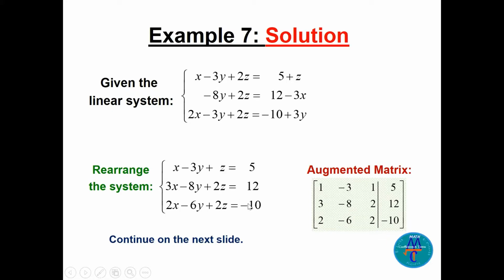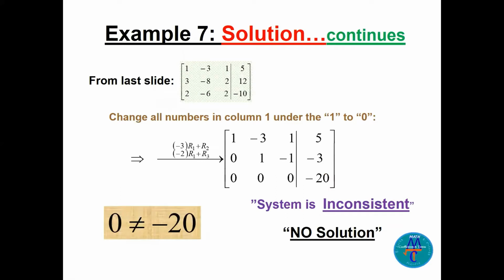This one is already 1, so I have to change the 3 into 0. I have to change this 2 into 0. So I take row 1 and multiply it by minus 3, because this is a 3 there, so the opposite will be minus 3. Multiply by row 1 plus row 2, it will be 0, 1, minus 1, minus 3. Because minus 3 times minus 3 is 9, minus 8 is 1, minus 3 times 1 is minus 3, plus 2 is minus 1, minus 15 and 12 is minus 3.